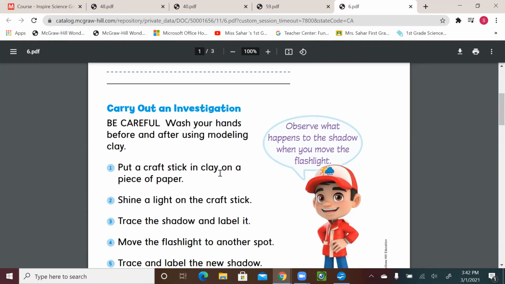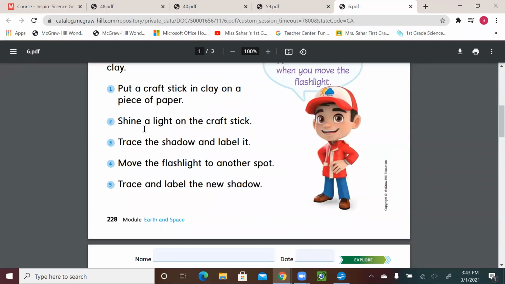Put a craft stick in clay on a piece of paper. So we need clay or Play-Doh and a craft stick. You put the stick in the clay or Play-Doh to make sure it's standing. Then shine a light on the craft stick using the flashlight, and trace the shadow and label it. So when you do it, just trace the shadow and label it.